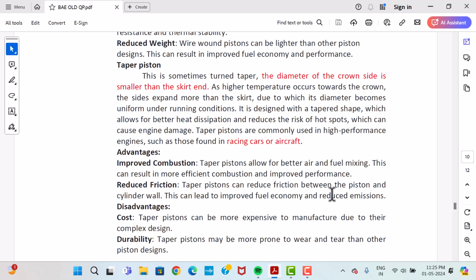Because we are making this in tapered form, it can reduce the friction, because when it expands it will only expand to a particular limit. So it cannot touch the cylinder walls to increase the friction. So it can reduce friction.